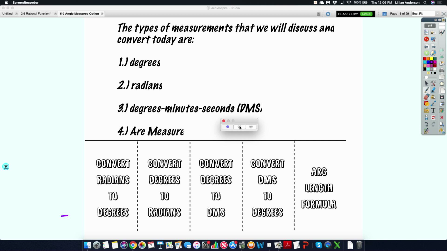I'm also going to give you a formula to convert from degrees to DMS, which is degrees, minutes, seconds, and vice versa. And then, of course, your arc length formula. And that's going to kind of wrap up today.